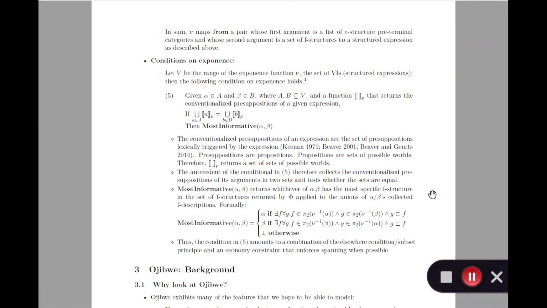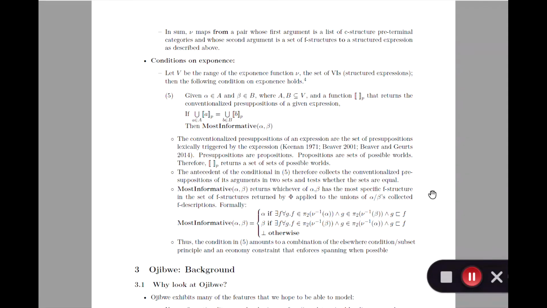Basically what it amounts to is a combination of what in DM is referred to as the elsewhere condition or the subset principle, meaning that the VI that is inserted is the one whose features match most closely the expressions in the C structure node, and an economy constraint which enforces spanning whenever possible. So if you have a V structure where fewer VIs expone the same number of features, then that V structure is preferred over one where you have the same features exponed by a greater number of VIs. So basically, when you can have spanning, then you should.